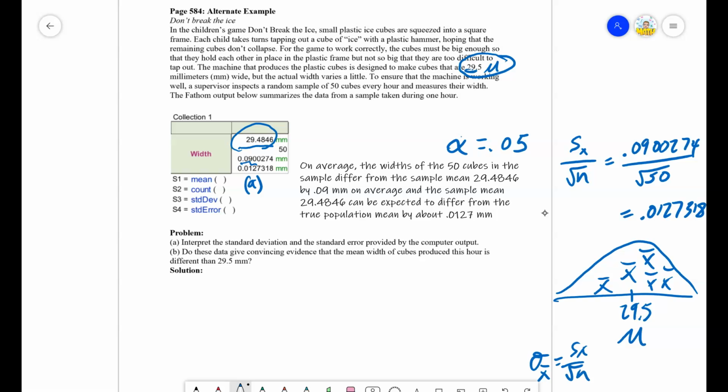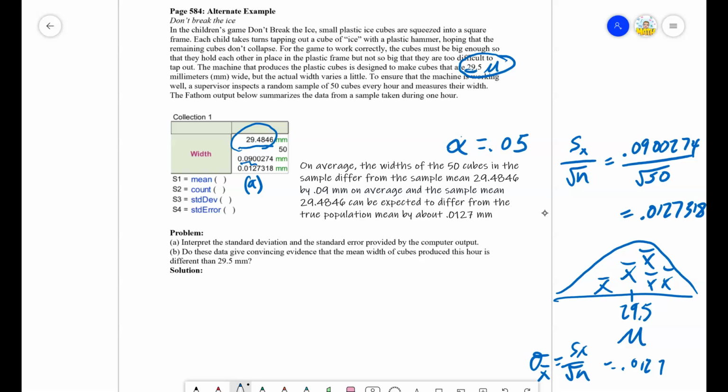this 0.0127. It's smaller, right? When we take a sample of 50 and average them, we expect them to be a little bit closer to the mean than if we just took one at a time. So that's why the sample standard deviation is larger than the standard error. But that's the interpretation of them. That should just be review.